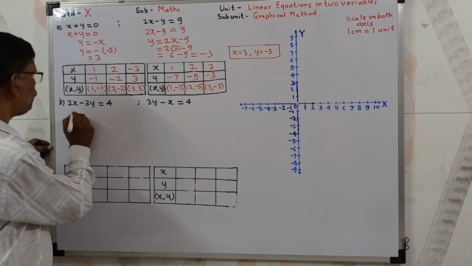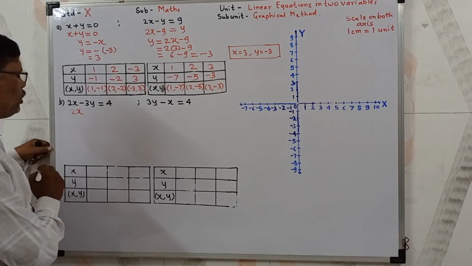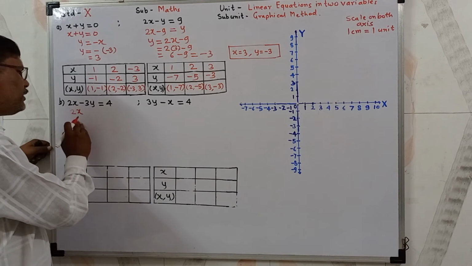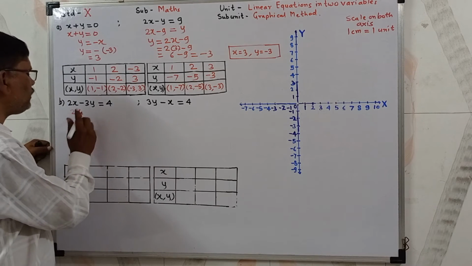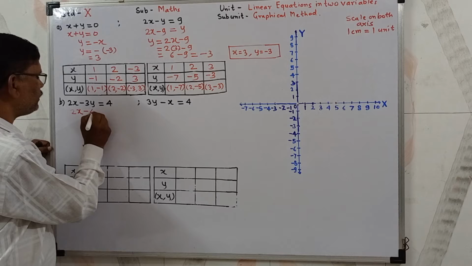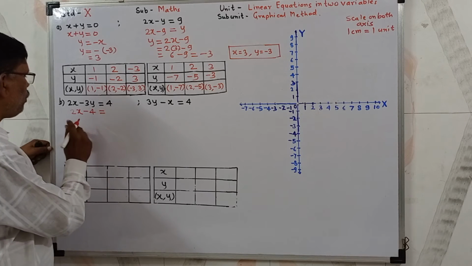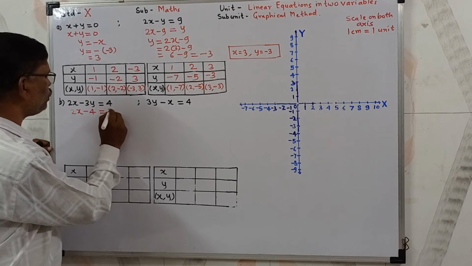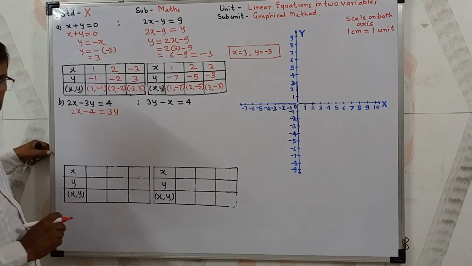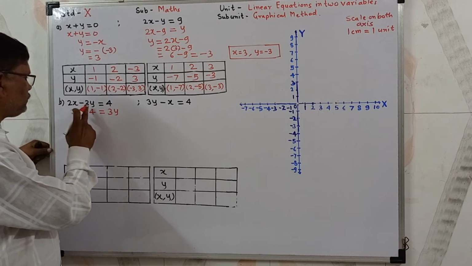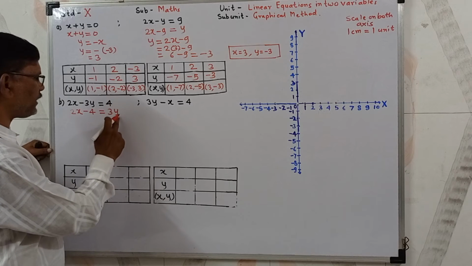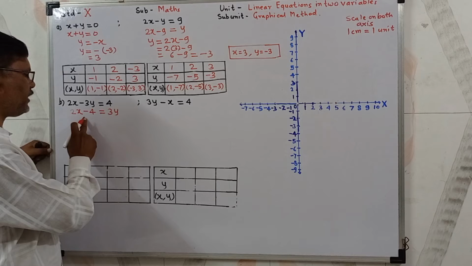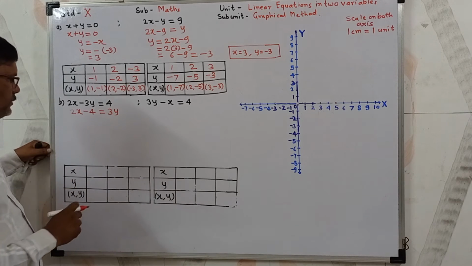What will remain? 2x. And this 4 has a plus sign, so when it comes to this side, it becomes minus. So what we get? 2x minus 4 is equal to 3y. Understood? This goes to that side and becomes plus, and when this comes to this side, it becomes minus.